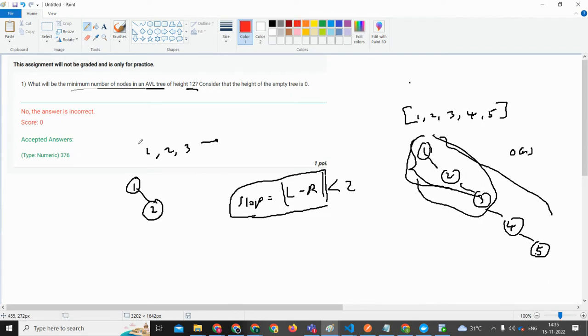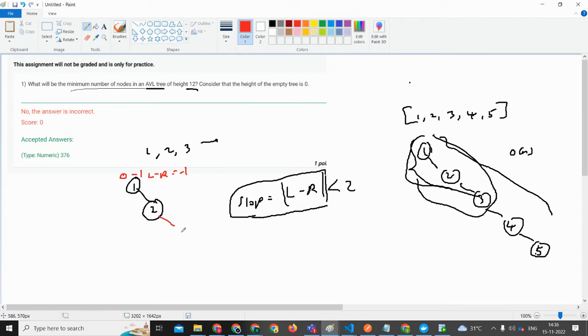So what is the slope of 1? It is left minus right, correct? How many elements do you have on the left? Nothing, 0. On the right, it is 1. So 0 minus 1, which is equal to minus 1. If it is minus 1, you don't need to do any operations, any rotations. You're right, rotations.